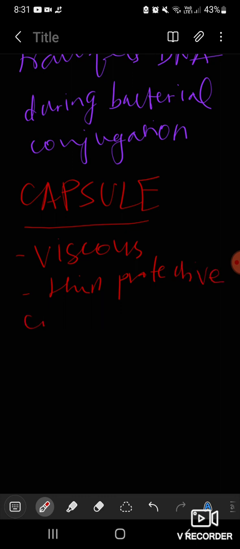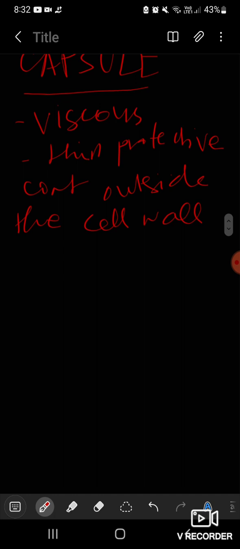Right? So capsule, what is a capsule? So it is a viscous, thin, protective coat that is present outside the cell wall.